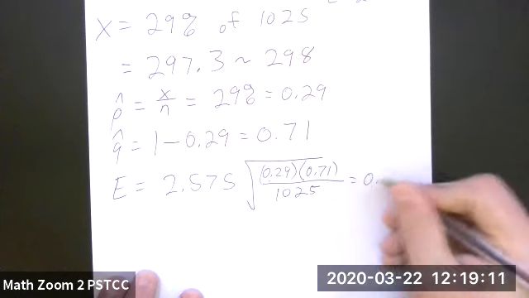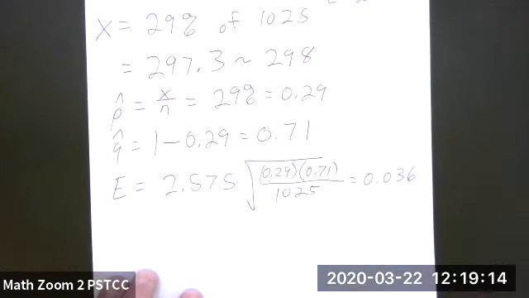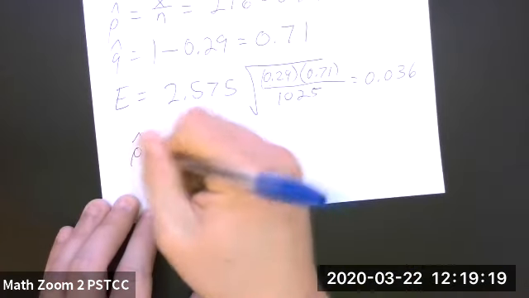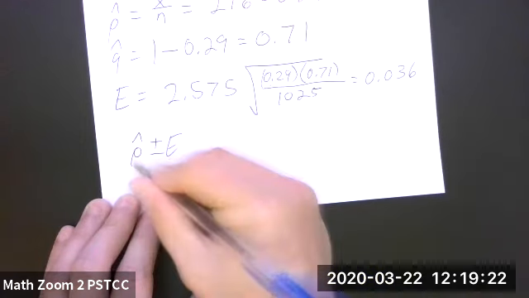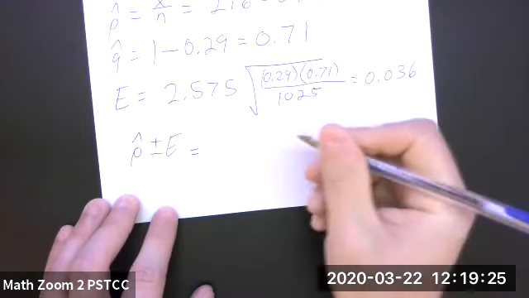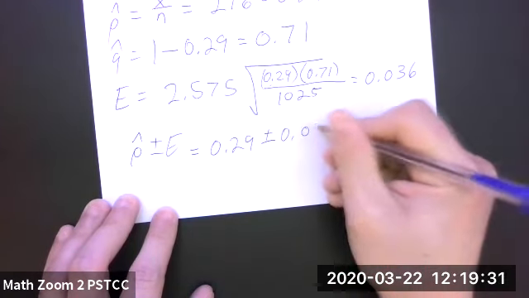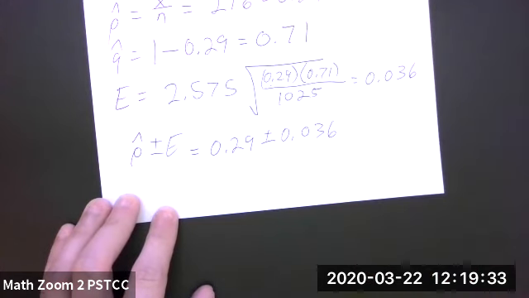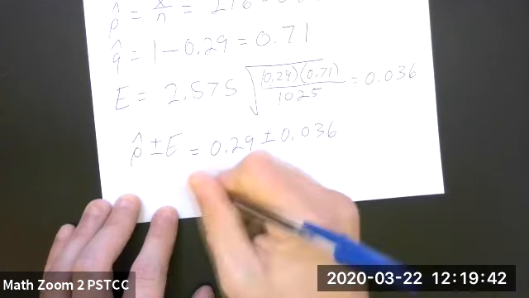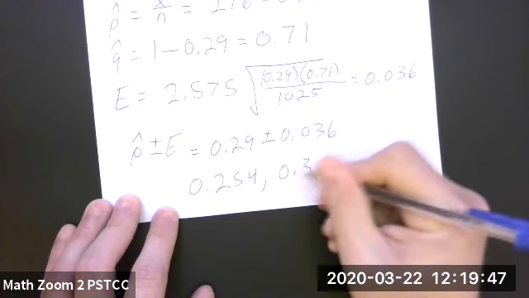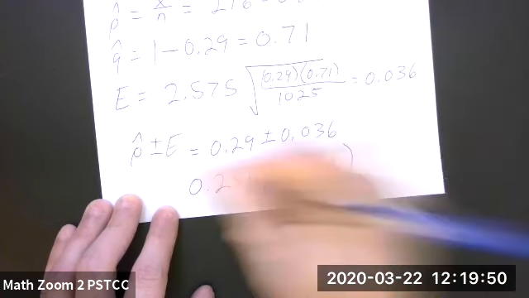The margin of error is 0.036. To get the confidence interval, we do plus or minus from p hat. 0.254 on the low side and 0.326 on the high side.